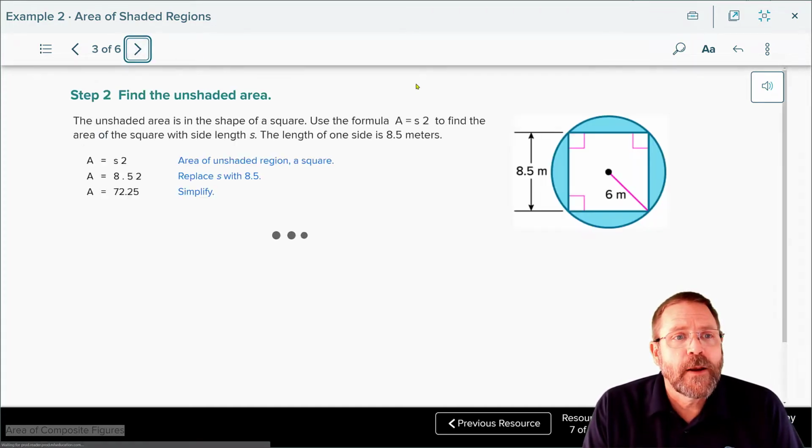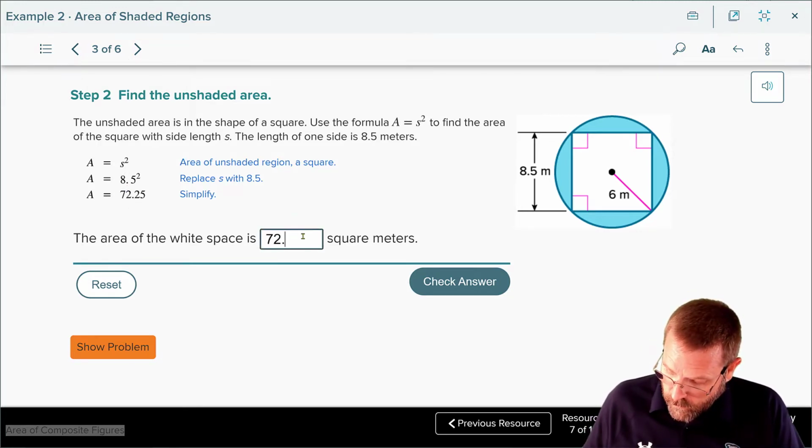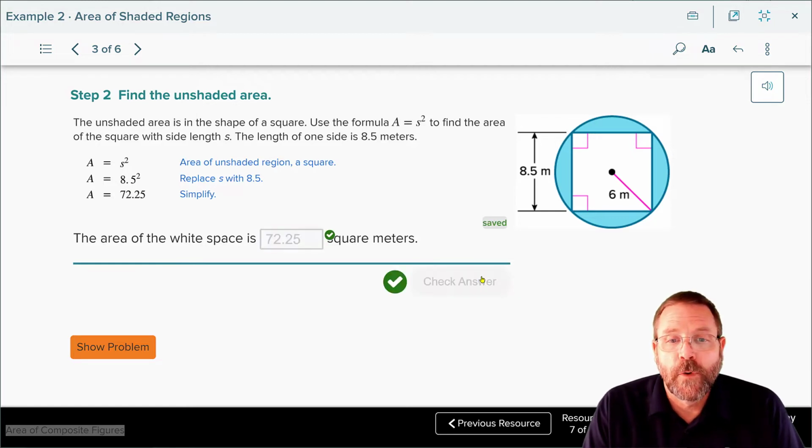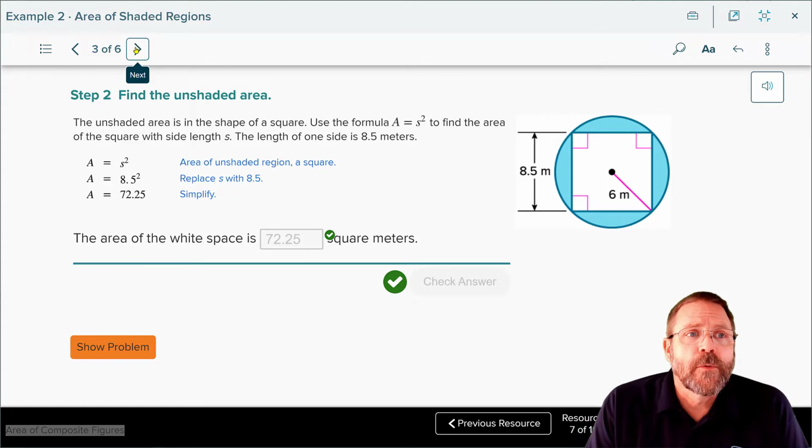Next, we're going to find the area of the square, which was side times side or side squared. 8.5 squared gave them an area of the square of 72.25 meters squared. And now all that's left to do is subtract those two numbers.